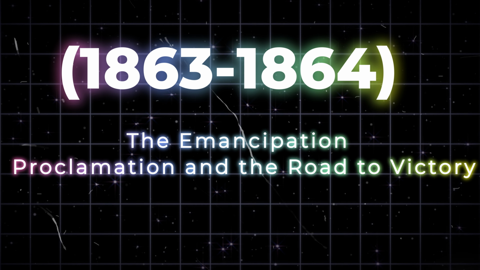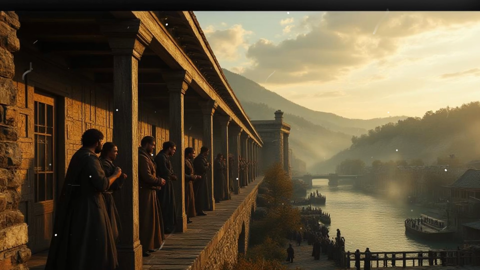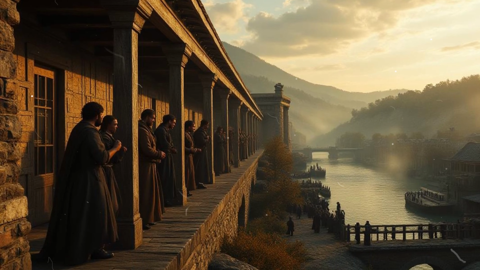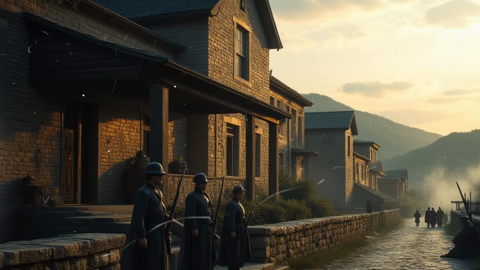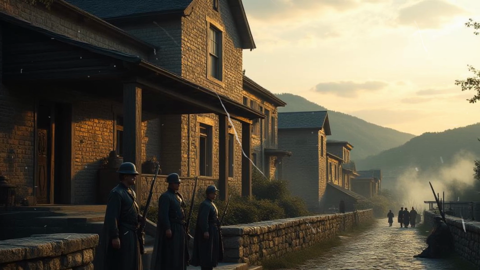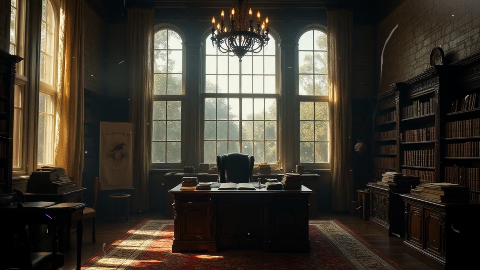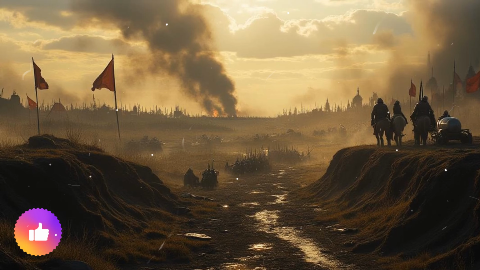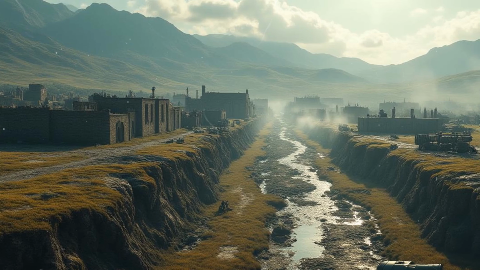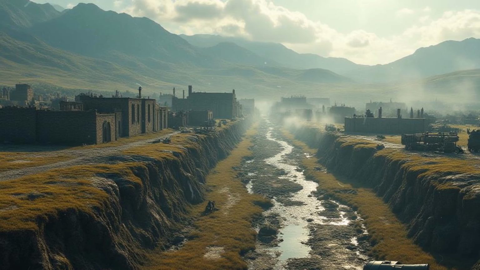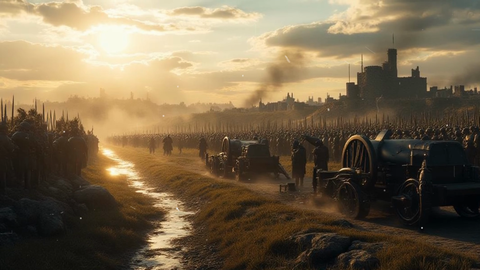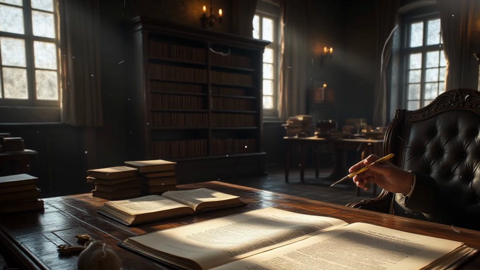By 1863, the Civil War had evolved into a battle not just for the Union, but for the freedom of enslaved African Americans. Lincoln, deeply committed to preserving the Union, had long been cautious about making the abolition of slavery a central goal of the war. But after the crushing losses of early battles, and with the South showing no signs of surrendering, Lincoln knew the war needed a new moral direction.